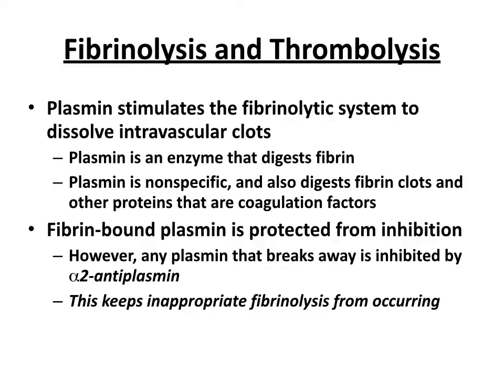But when it breaks away, you don't want plasmin just floating in your circulatory system. So when it breaks away, it actually gets inhibited in the bloodstream by alpha-2 antiplasmin. So that keeps inappropriate fibrinolysis from occurring. Okay? So, for instance, excessive bleeding would occur if you didn't have that alpha-2 antiplasmin inactivating any free plasmin that's floating around in the bloodstream.